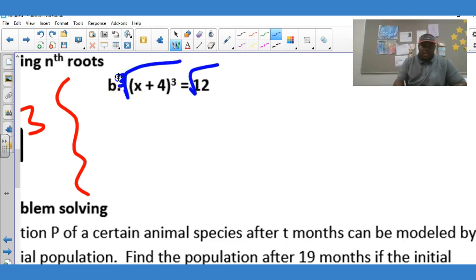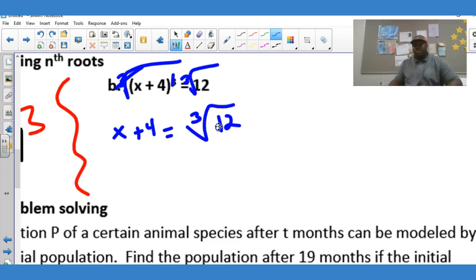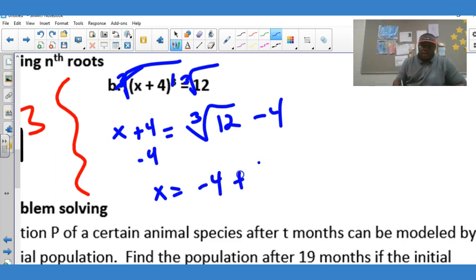Cube root both sides. So we get your 3 right there, your index. All right, when I cube root both sides, I get x. Well, here, the radical and the exponent cancel. So it's x plus 4 remaining equals the cube root of 12. Now, there's no number that'll give you 12 if I multiply it 3 times. So I'm going to go ahead and subtract 4 on both sides. So I end up with x equaling, you can write it as -4 plus the cube root of 12. All right, like that.